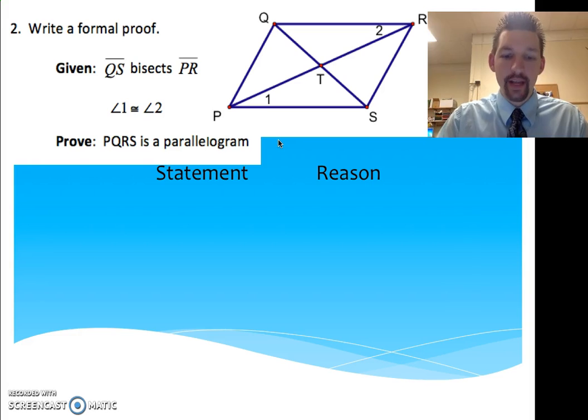This next one is saying that QS bisects PR and that angle 1 is congruent to angle 2. And we want to prove that PQRS is a parallelogram. So again, pause this and give it a try. When you unpause it, I'm going to give you a couple hints, and then you can move on from there if you need to.